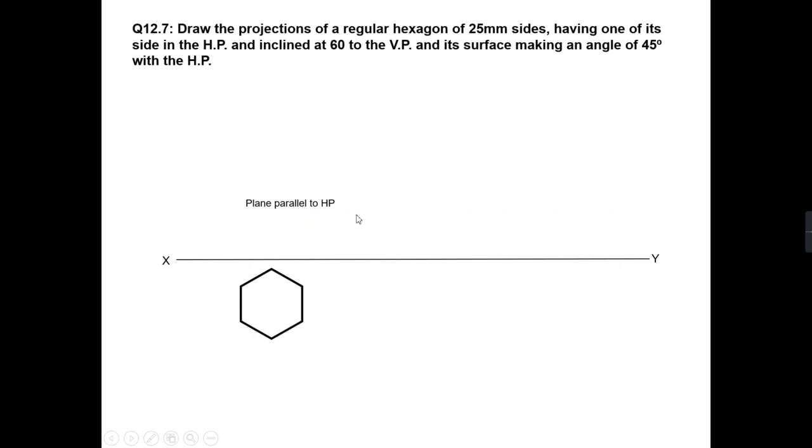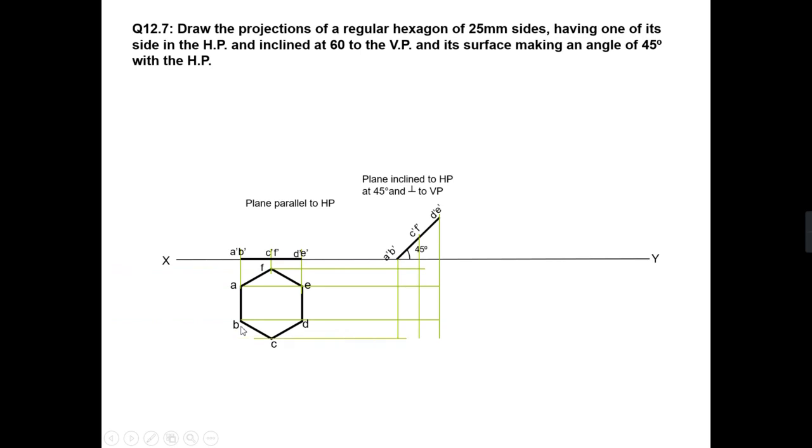First we will assume that your plane is parallel to the HP and one side should be like this, so we can incline the surface with this side, and this is your front view. Then I am inclining the surface with the horizontal plane, that is 45 degree. The same way I will get the top view, like drawing the vertical and horizontal projectors.